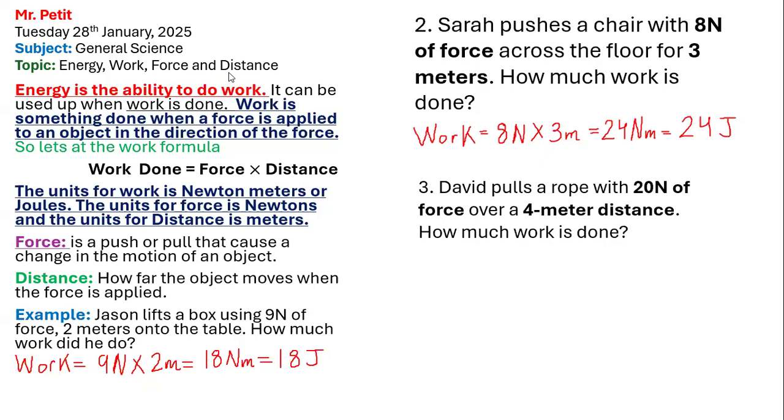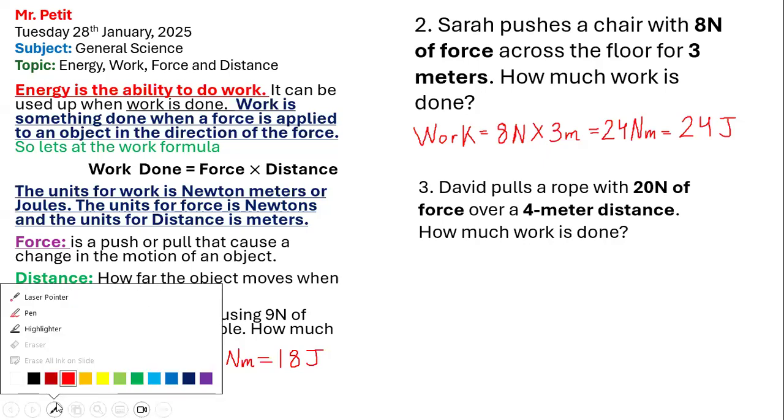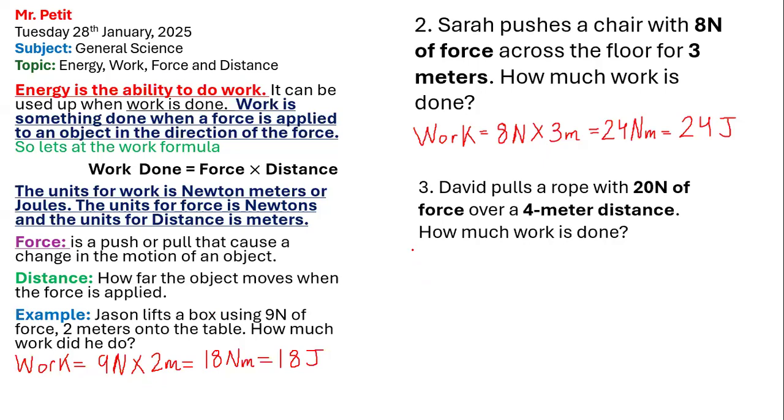All right. What do y'all have for this one? 80 joules. Very good. How do we get that? So work done is going to be what? 20 newtons times 4 meters. So work is going to be equal to 20 newtons times 4 meters.